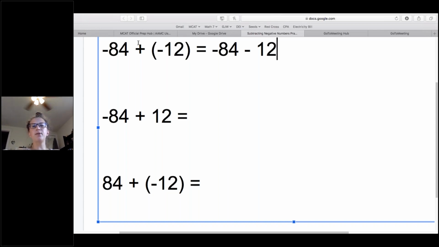Looking at this top line, we have an addition problem here and a subtraction problem here. Which one is easier to solve? An addition problem or subtraction problem? The subtraction problem. Okay. So if you're at negative 84 and you take away another 12, where are you going to land? Negative 72.